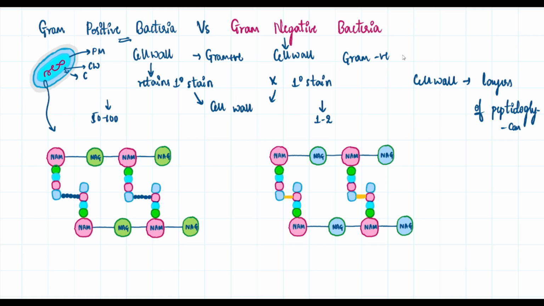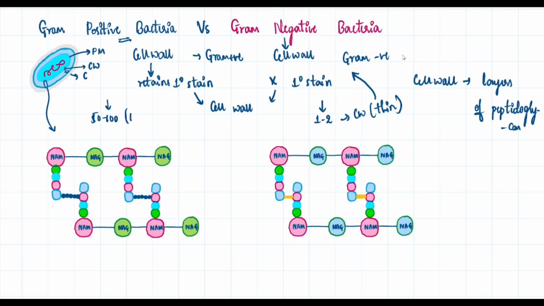So the thickness is very less in gram-negative bacteria. That's why the cell wall is very thin, right? That's why it won't retain the primary stain. After decolorization, it will lose the primary stain because of less thickness of the peptidoglycan layer, right? This is the only concept.